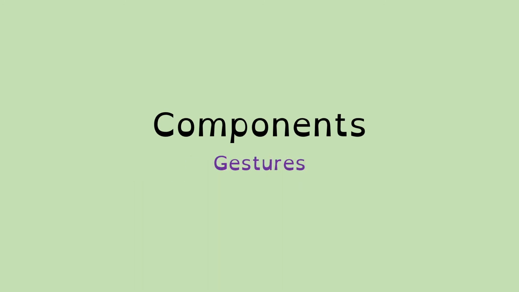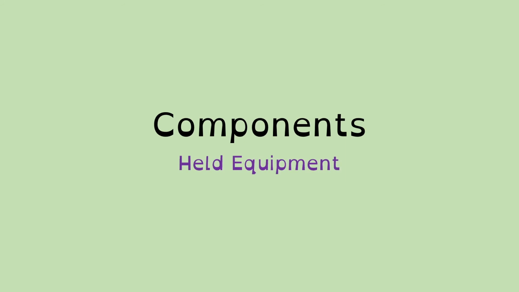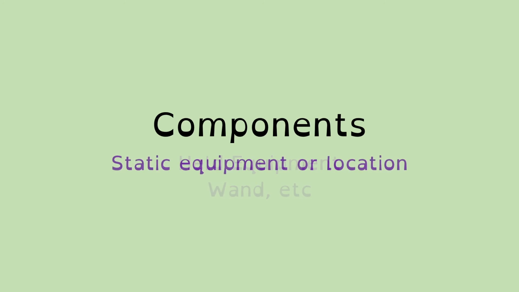Similarly, there may be gestures. This could cause all sorts of interesting moves whilst your mage is casting spells. And a similar question is, are they unable to cast these spells if they're bound, if they're tied up in some way so they can't move their arms around? They may have held equipment, for example things like wands or magic amulets that enable them to cast the spells. There could be static equipment or locations.